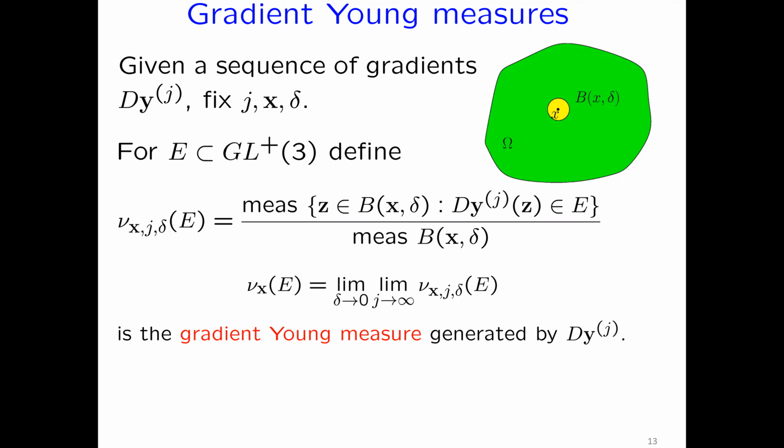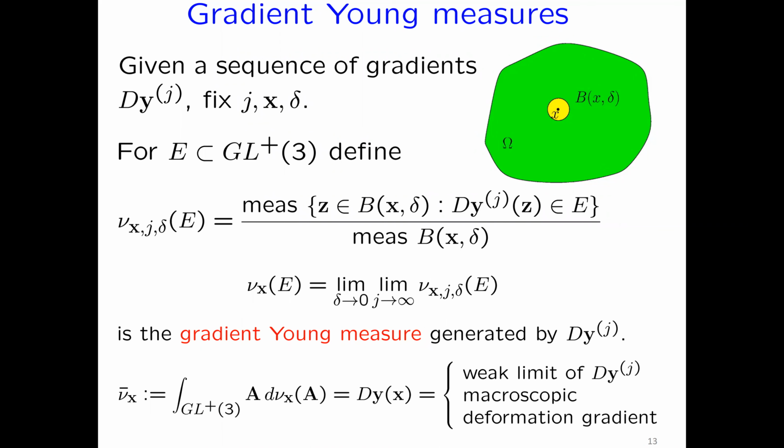So if you do this, then for a suitable subsequence, this double limit will exist. It's weak star convergence of probability measures. But anyway, with a double limit like this, you end up with a parameterized family of probability measures, parameterized by the point x. Each one is a probability measure on matrices, in our case, 3 by 3 matrices. And what it gives you is the asymptotic distribution of the values of this sequence when you're very close to a point x in the limit as j goes to infinity.